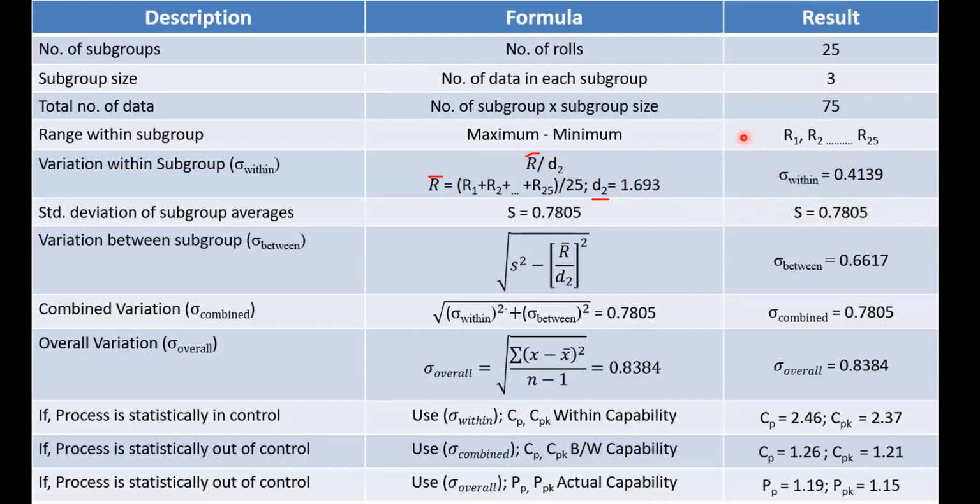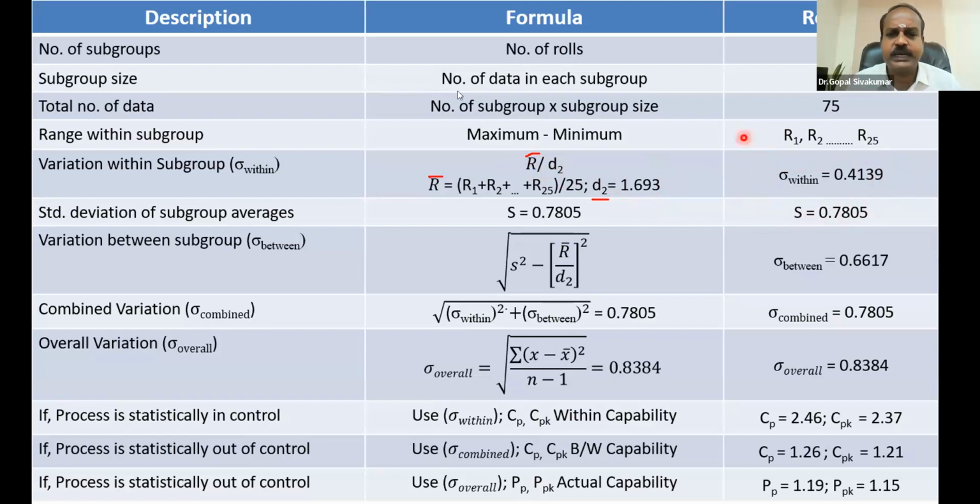Yes, sir. Please use this standard deviation. This standard deviation is known as within standard deviation. If you use this value in your formula, you will get CP and CPK. You see here, CP is how much? 2.46. CPK is how much? 2.37. Now I ask you a question. Is your process capable?